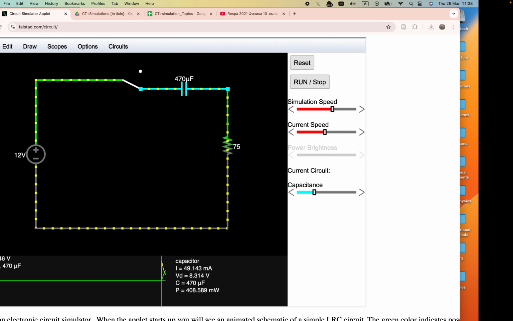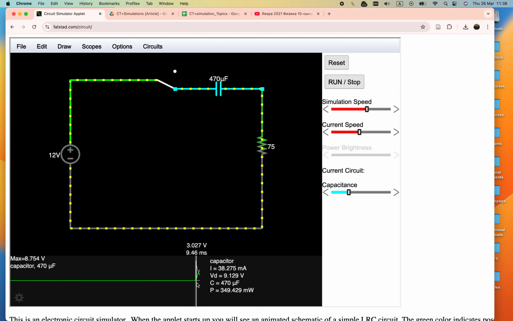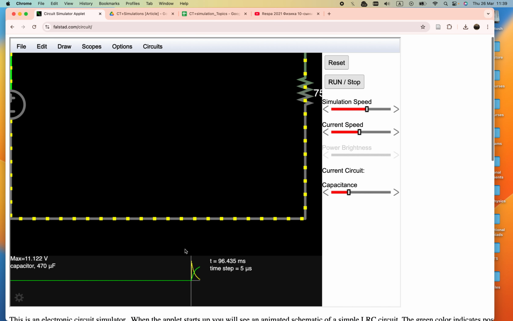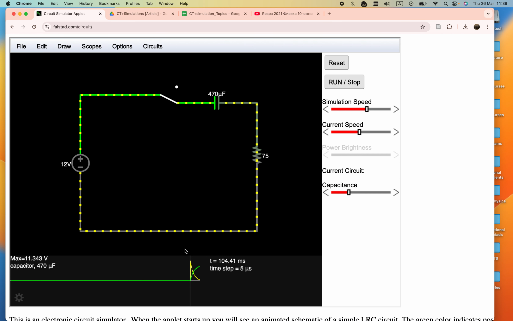So you see, when time is 0, this horizontal line shows us time. This vertical one is the current, in yellow. So at T is 0, the current will be maximum. Okay, this one is our problem solution with this model.